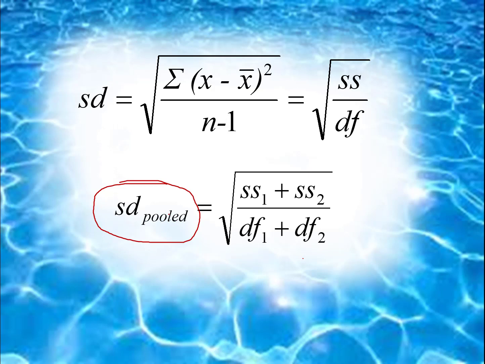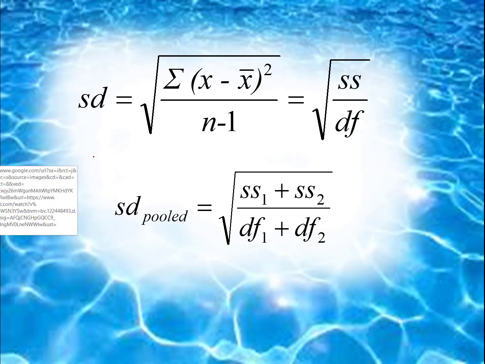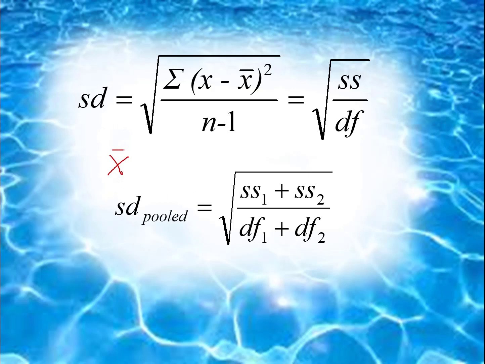So that's how you calculate a pooled standard deviation. And so to calculate your d-statistic, you would calculate the difference between two means, x bar 1 minus x bar 2, and then divide that by your pooled standard deviation. And that's how you calculate the d.